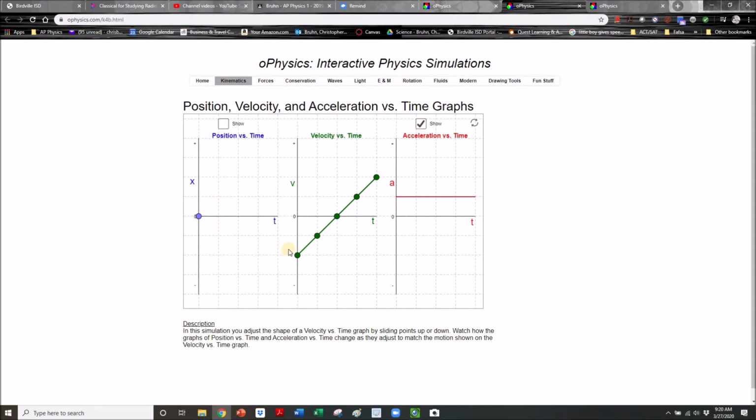This will be harder. So we start with a negative velocity. So therefore we start with a negative slope. Now I have it starting right here.